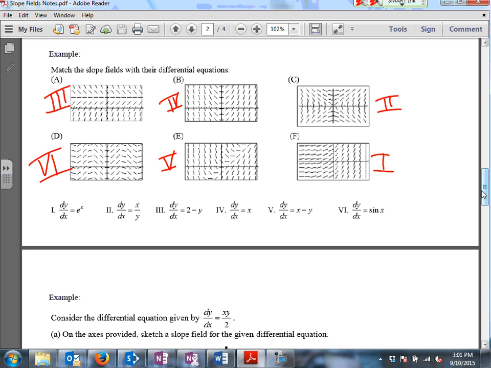Okay. Questions? Make sure you're going to get 2 different kinds of matching, whether it's matching to the general solutions or matching to the derivatives. So make sure you think about which one you're doing before you start going crazy.